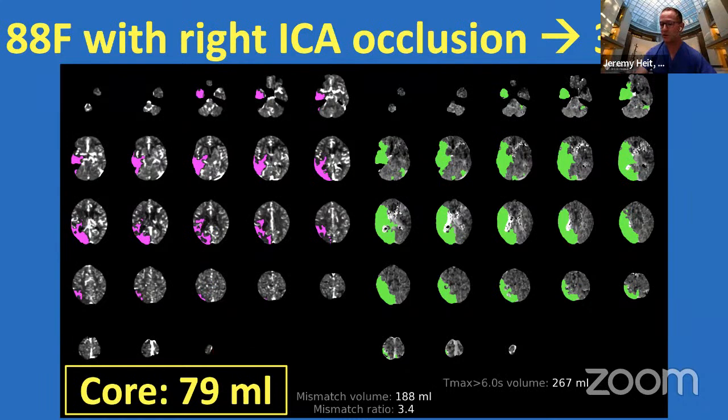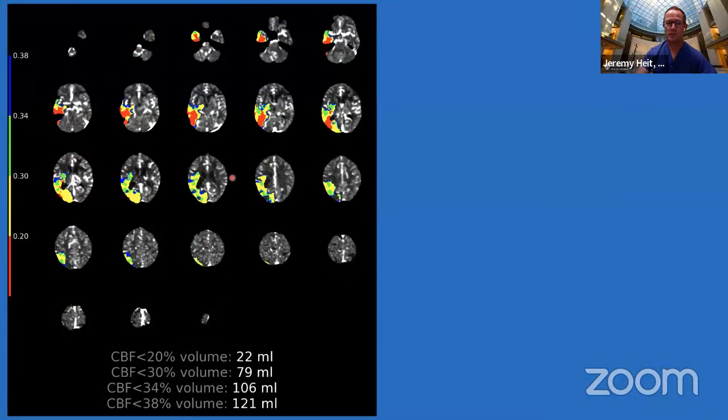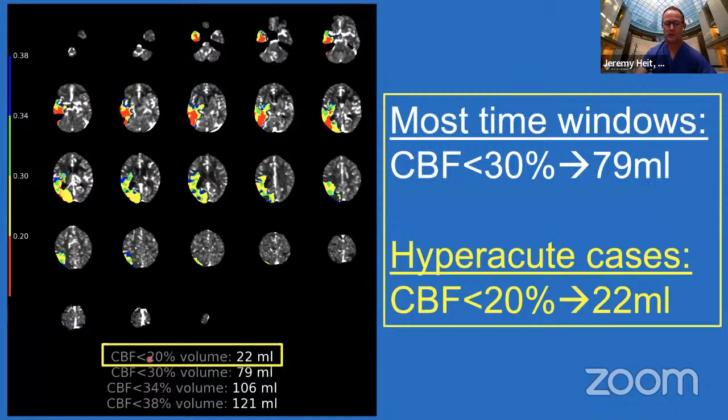And what should we do in this situation? Well, similar to what I showed you earlier, what if we just adjust our threshold a little bit to account for the early time that we're scanning? What if we nudge it down and we say, let's go from the standard threshold of 30 down to a more stringent cerebral blood flow of 20%. And what does that do to the volume? Well, it goes from a 79 to a 22. And this actually, in these hyperacute time windows, seems to better estimate the core. And it's a big difference in core volume.